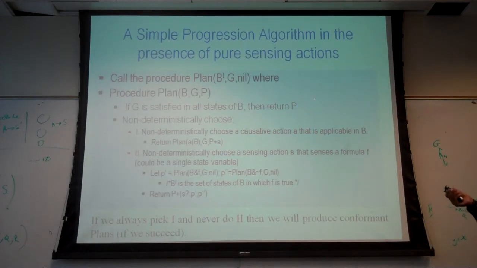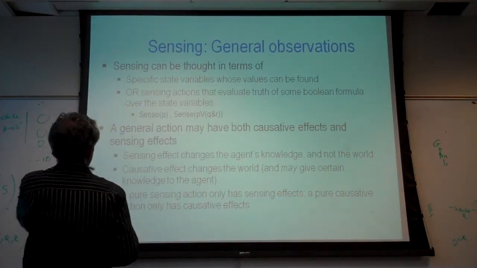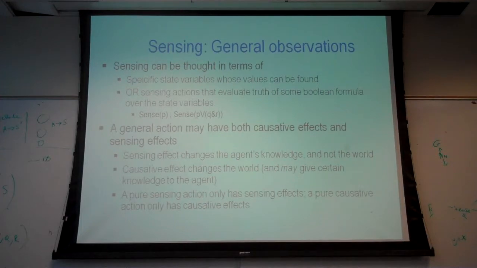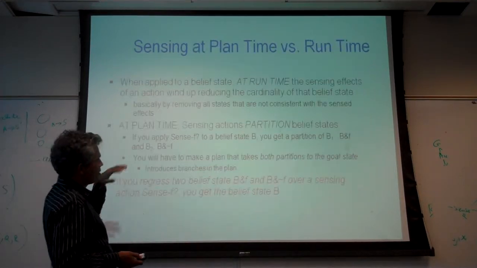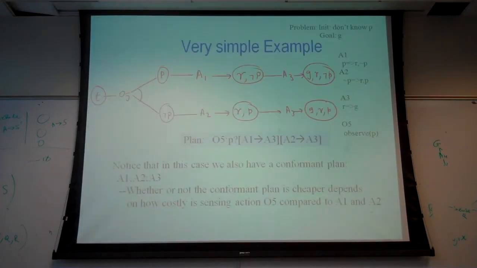Okay. So again, this is a simple progression algorithm in the presence of pure sensing actions. I'm essentially talking about pure causative plus pure sensing. Although there was a slide which I threw in here, which says a general action may have both causative effects and sensing effects. I'm not going to get into that. There are actually very interesting issues there as to how you handle actions that have both causative and sensing effects. Right now, we'll look at a pure sensing action and a pure causative action, both of them being combined.